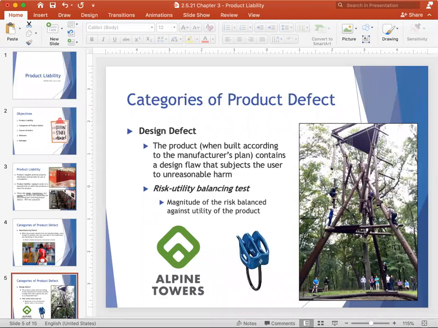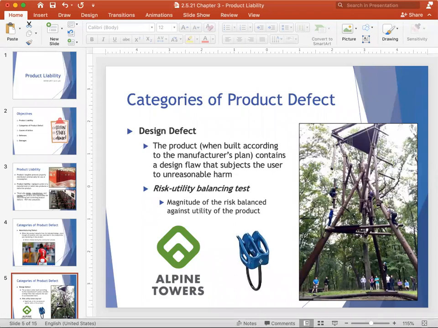An example that you will see on this screen is a case where a plaintiff was climbing on a rock climbing tower and was being belayed by a student using a Trango Jaws belay device. So you'll see that device on this screen. And what happened was the belay device malfunctioned and the plaintiff fell 20 feet and broke his back.